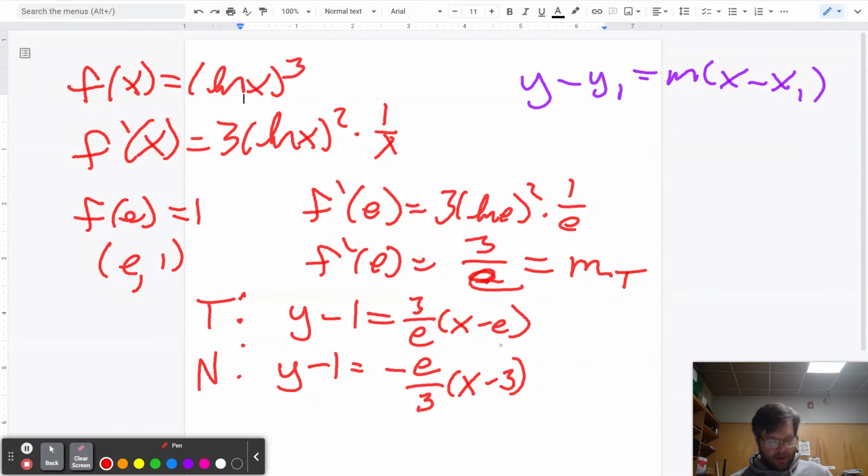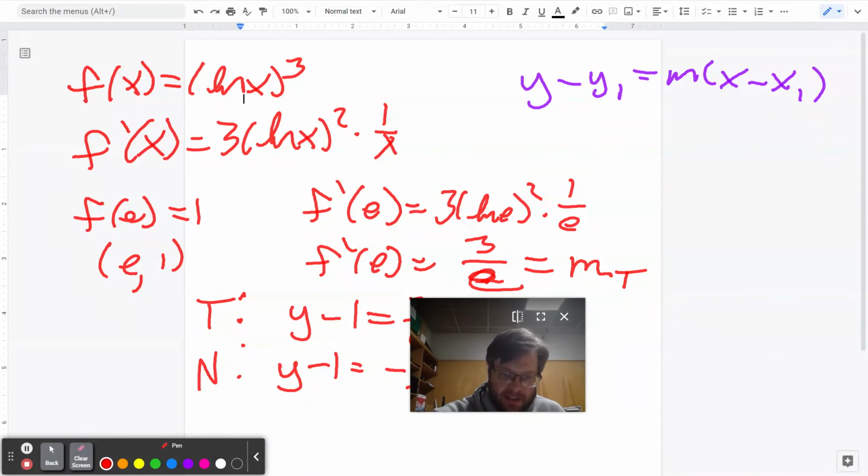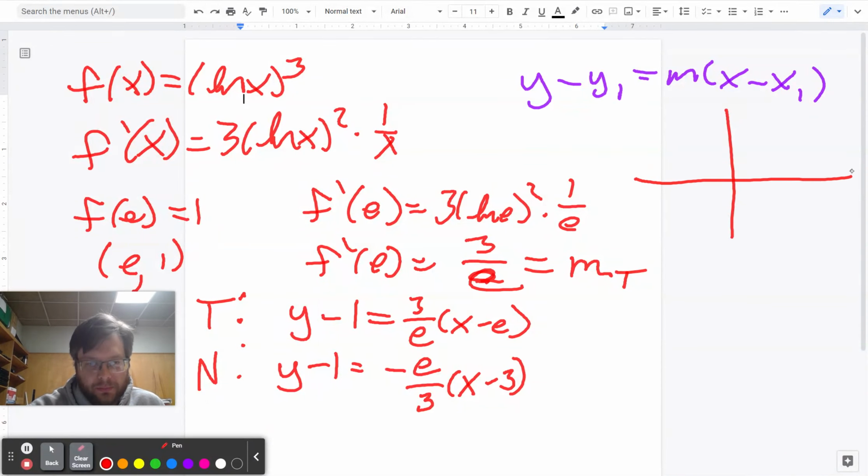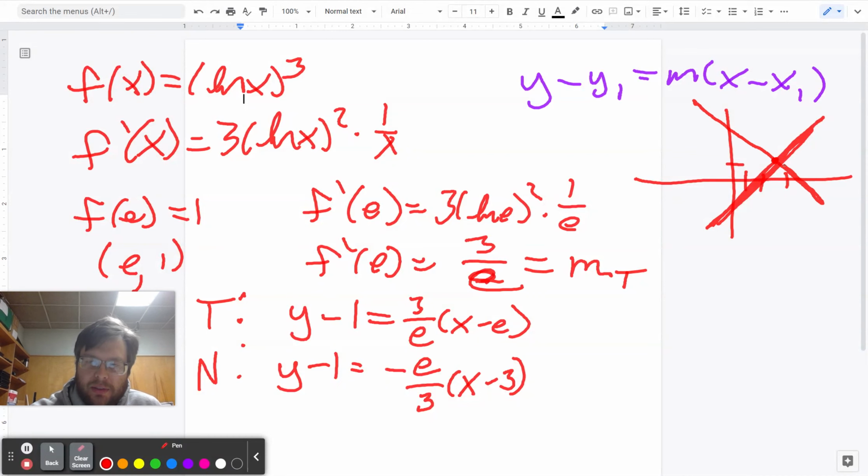Beautiful. Now part C asks, calculate the area of the triangle formed by this normal and tangent lines and the y-axis. Great. Let's draw a little picture. So y-axis here, we've got the point e comma 1, which is going to be kind of like this. We've got a positive slope. 3 over e is not a big slope. It's about a slope of 1. So I'm just doing this to visualize about a 45-degree angle here. And then same idea, negative e over 3 is going to be kind of close to that. So we want to find the area of this triangle.